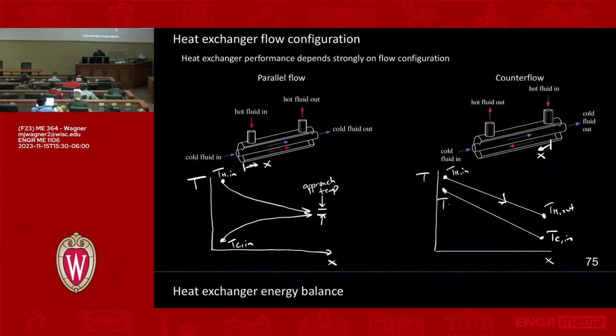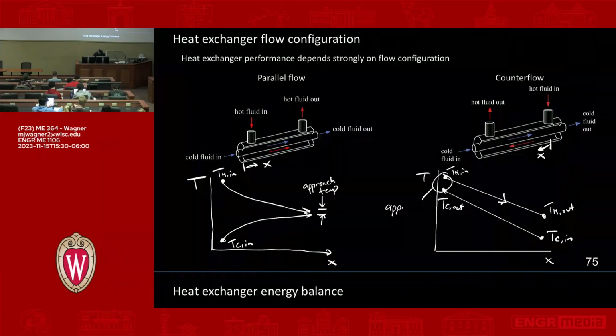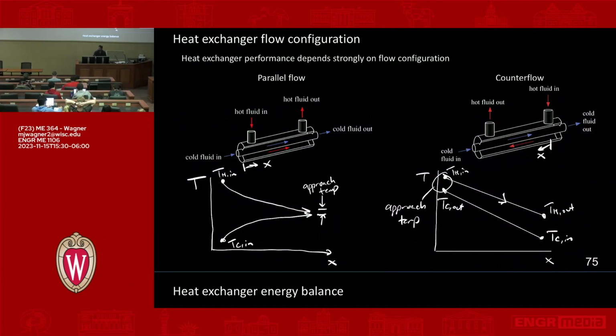So now this is TC out over here. Okay, so this is very different behavior between these two flow configurations. In this case, as I've drawn it, the approach temperature, let's just circle it over here. This is my approach temperature, because that's the point where it's closest. Okay? So hopefully this all makes sense. The way I've drawn the lines in this example, they're straight. In reality, the rate of heat transfer depends on that temperature difference, so they might be slightly convex, but as I've drawn them, they're straight.